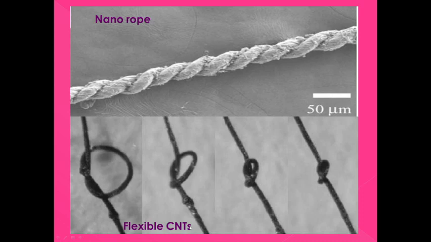And flexible CNT, here you can see this nanomaterial is made by carbon nanotube, an allotrope of carbon. Here you can make a tie and it will not break. You can see that it will not break. So its properties are different when it comes to the nanoscale.